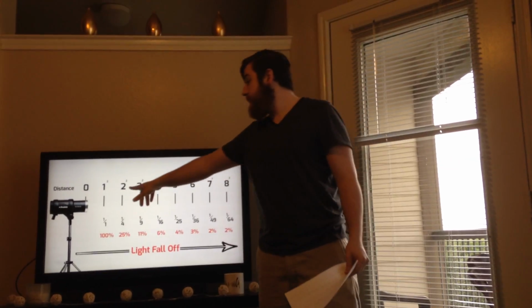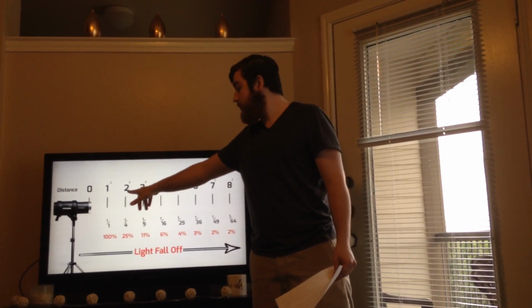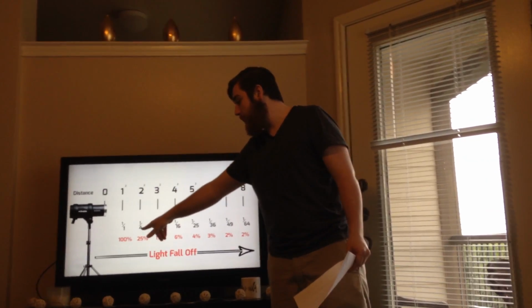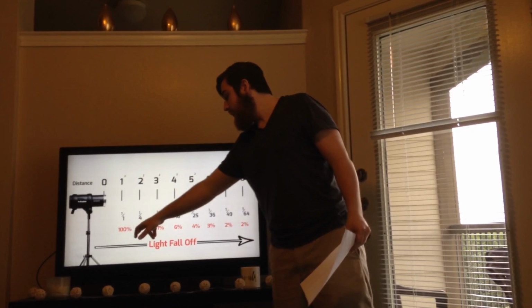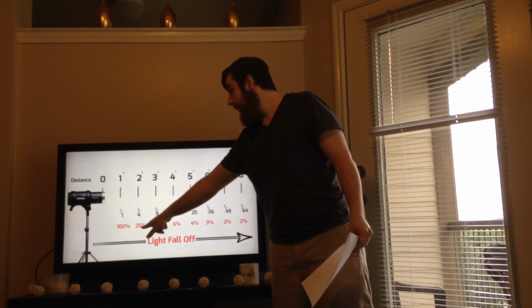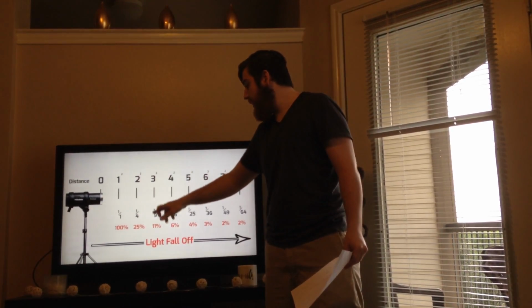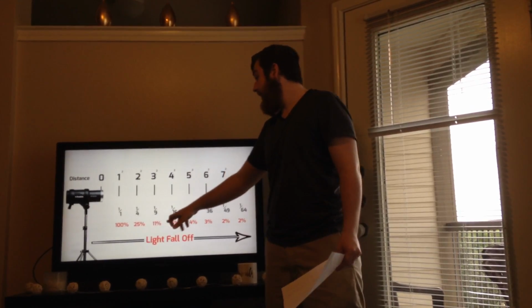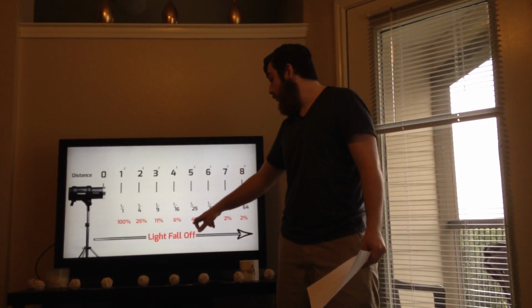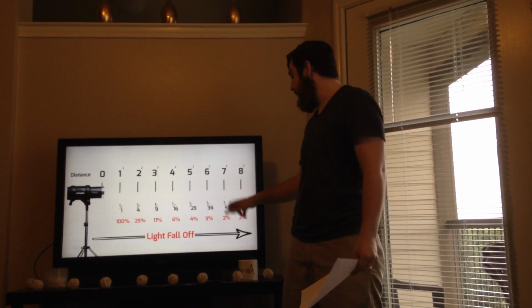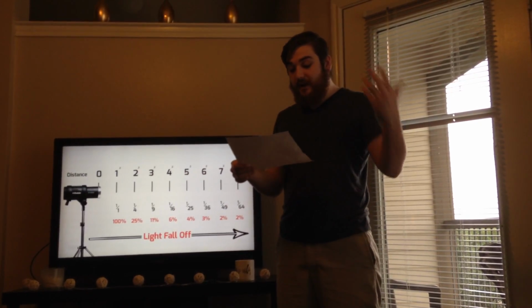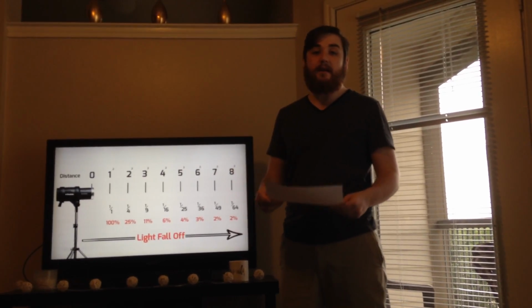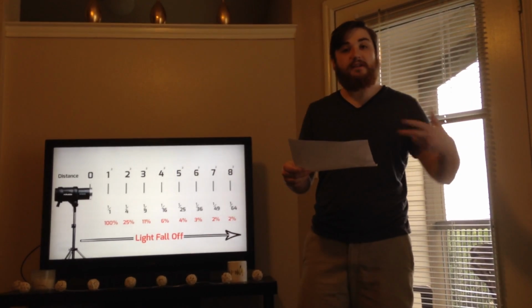For example, at 2 feet, if you square 2, which makes 4, and you invert it, it becomes 1 over 4, then the intensity goes from 100% at 1 foot to 25% at 2 feet. And then at 3 feet, if you do the same equation, it goes to 11%. Then at 4, 6.25%, at 5, 4%, at 6, 3%, at 7, 2%, at 8, 2%.